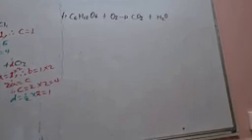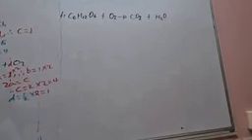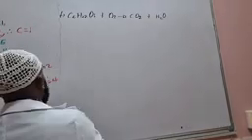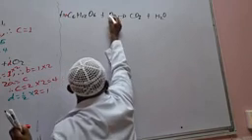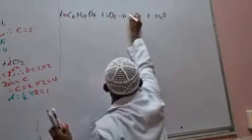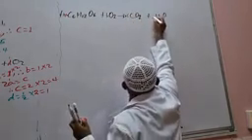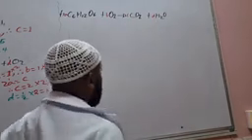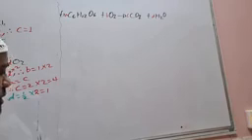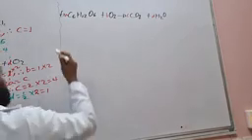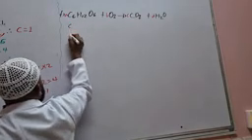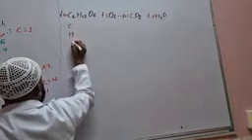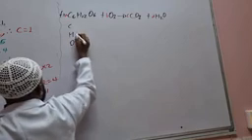Therefore, for balancing, we will use the algebraic method, with coefficients A, B, C, and D. Now we'll list down each atom of element found here: carbon, hydrogen, then oxygen.